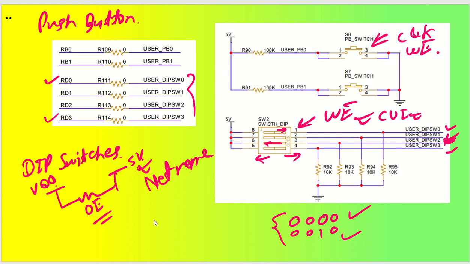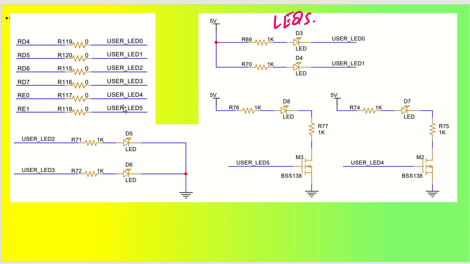One very versatile and very popular peripheral is LEDs. So we will talk about how we can connect LEDs to the port pins of the microcontroller. I have taken user LED 0 and user LED 1. In these two user LEDs, I have connected 5 volt through a 1 kilo ohm resistance and the LEDs. The LEDs are again taken from Worth Electronics, and it is going to LED 0. So LED 0 is going to be connected to the RD4 port pin.